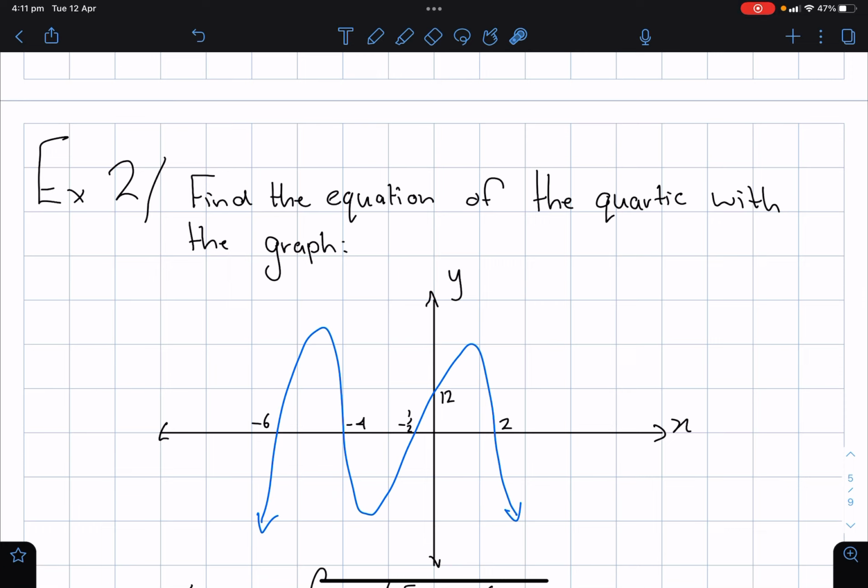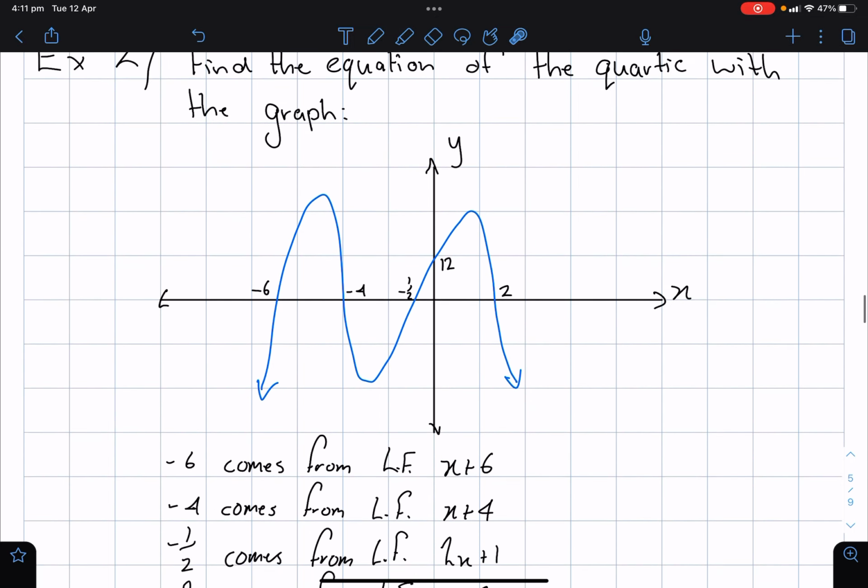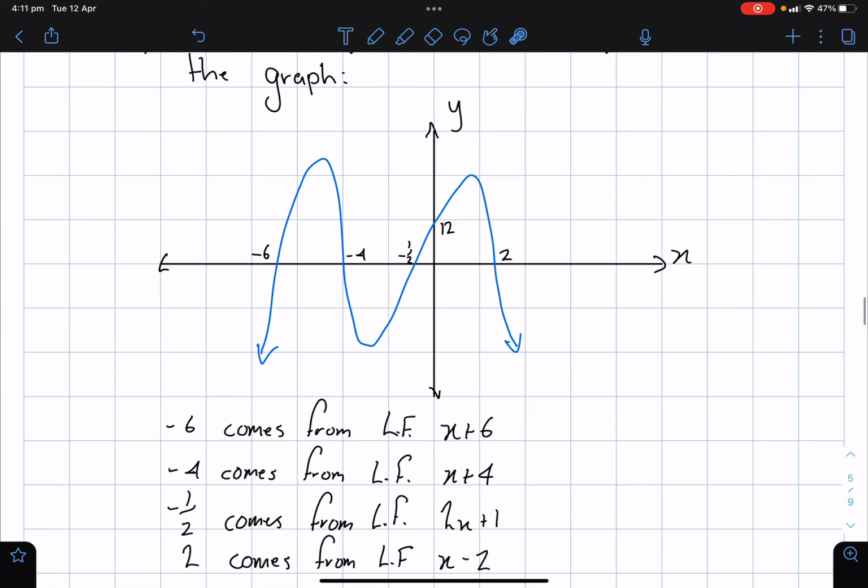Example 2, find the equation of the quartic with the graph that looks like this. So what you need to do is compare to, in the table above, what your shape looks like. So I can see that we have 4 unique linear factors. So we're going to find what linear factors those are. So −6 comes from the linear factor x + 6, −4 comes from x + 4, −½ comes from 2x + 1, and 2 comes from x − 2.